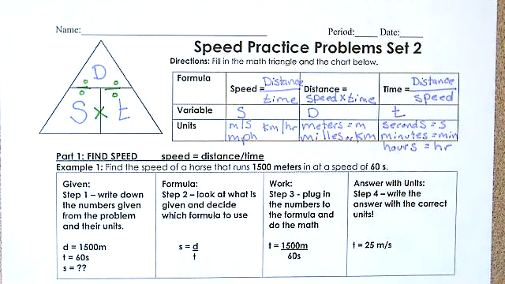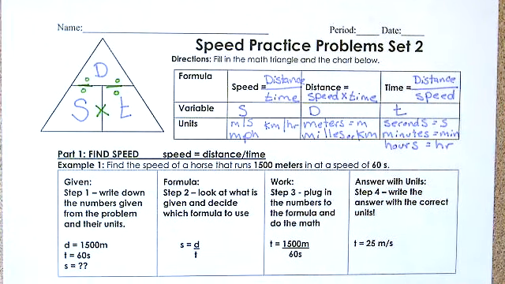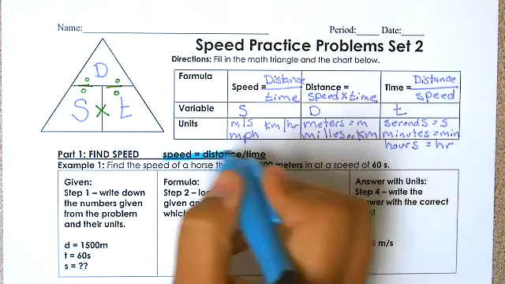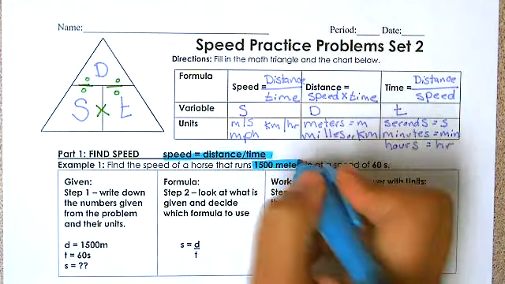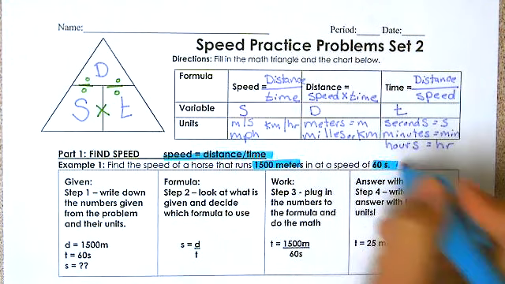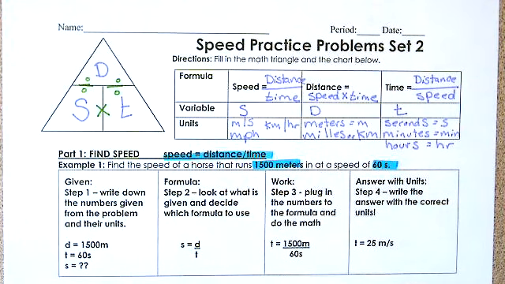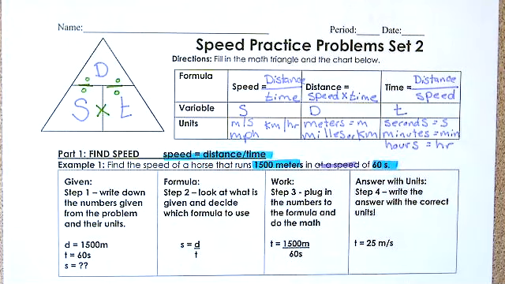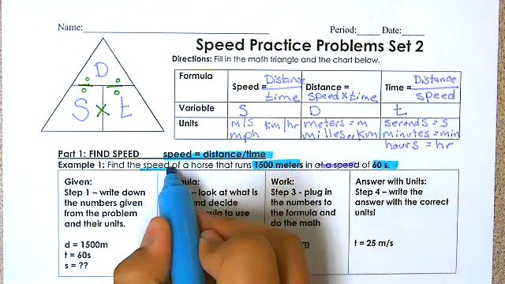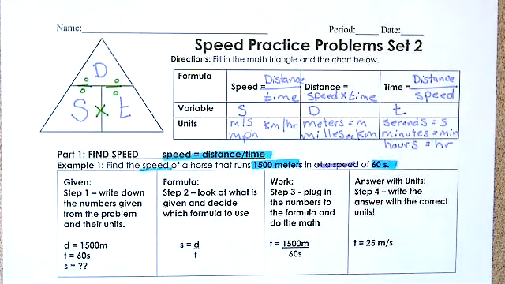Okay, so let's look at our first practice problem. Here we are finding speed. We're using our distance divided by time formula to find speed. It says find the speed of a horse that runs 150 meters in 60 seconds. So this is worded weird. We're looking for the speed. It gives us the meters and it gives us the seconds.